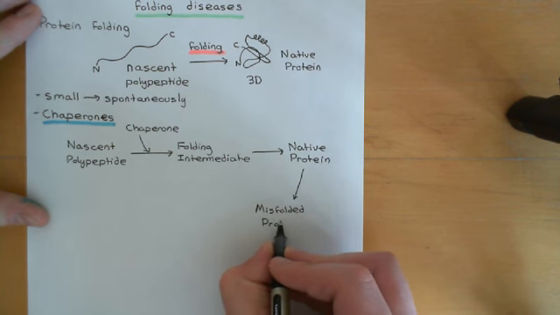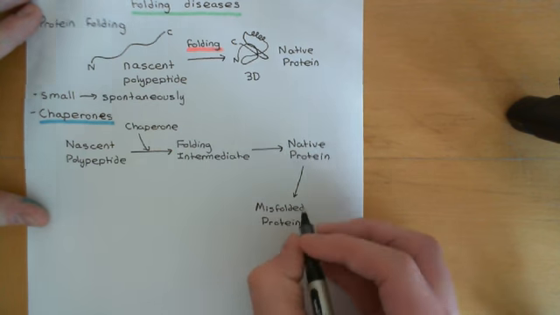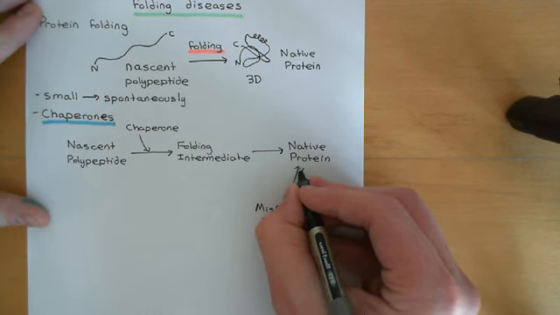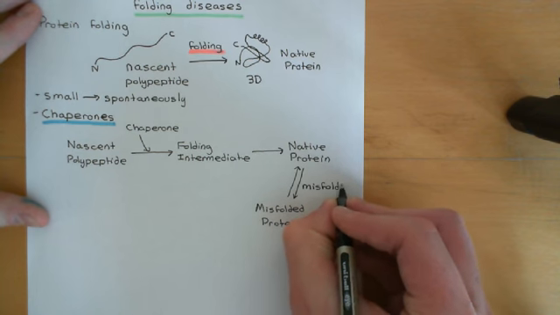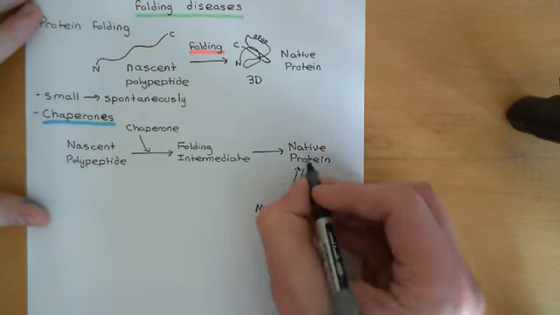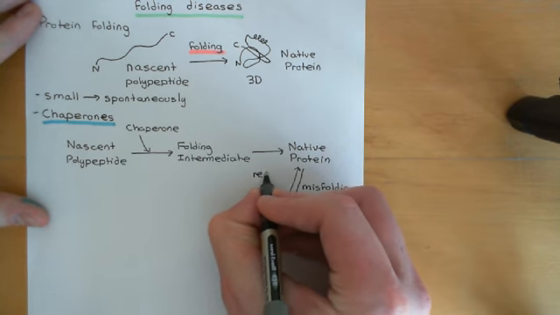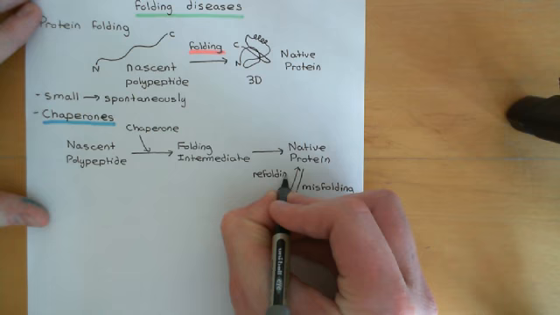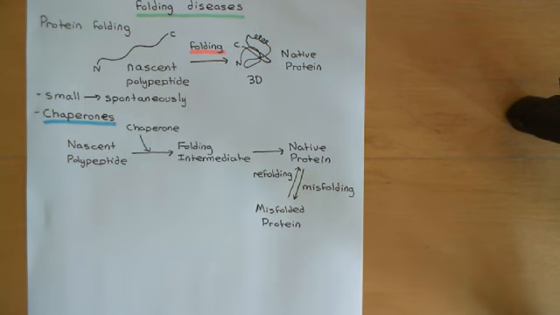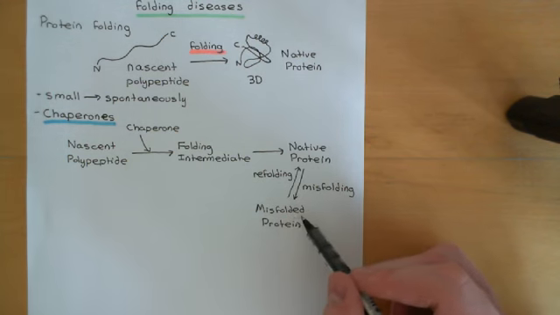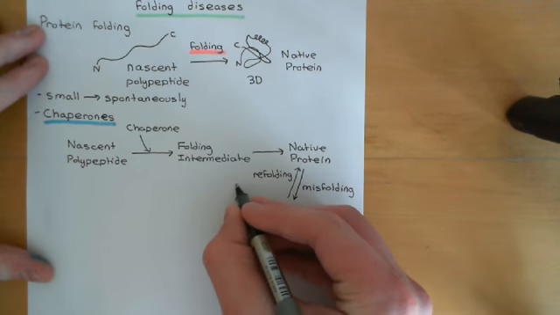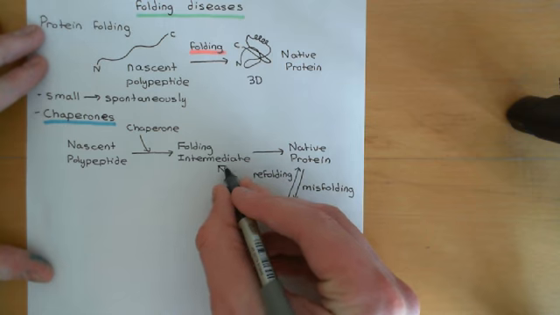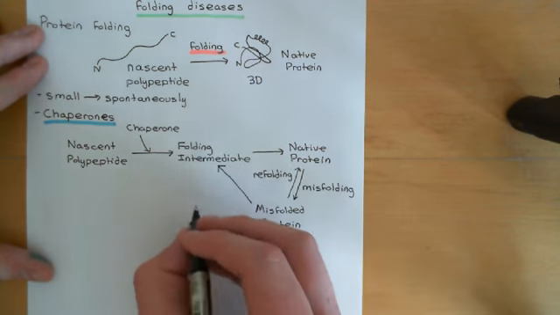Now, of course, just as it can go from being in the native state to being in the misfolded state, it can also go back again. Okay, so this process of the native protein becoming a misfolded protein is known as misfolding. The process of the misfolded protein going back to being a native protein is then called refolding. And certain proteins can refold spontaneously once they have misfolded. Okay, so they can misfold spontaneously and then they can refold spontaneously. However, many misfolded proteins will bind with chaperones again. They'll become a folding intermediate and then they will go back to being the native protein.